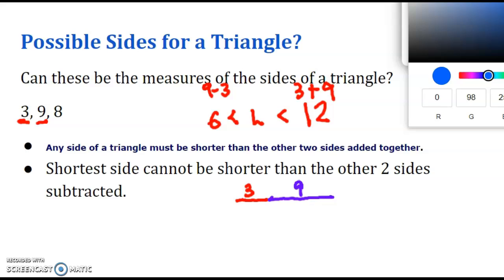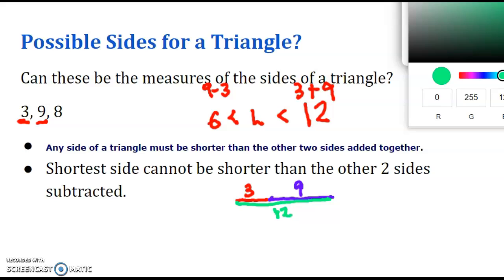and then if it was 12 exactly, then they will be right on top of each other. So this is 12. So this is not a triangle. It's a flat line. It's two lines on top of each other. So 12 does not work. But if it's anything less, like 11.999, that means that we're good. Again, same thing with 6.